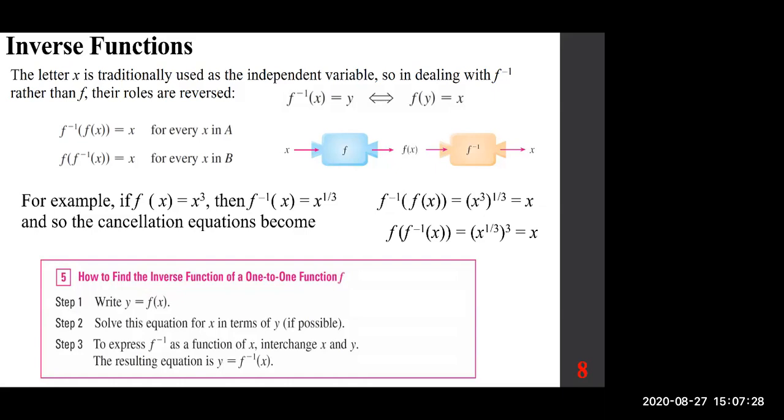One of them is you change the f of x to y, okay? You solve this equation for x in terms of y, and then you change the y into f inverse. What do we mean by that? So I'm going to quickly show you a simple example. I want to do it two ways because I don't know which way you've been exposed to. You can stick with the method that you are comfortable with, okay?